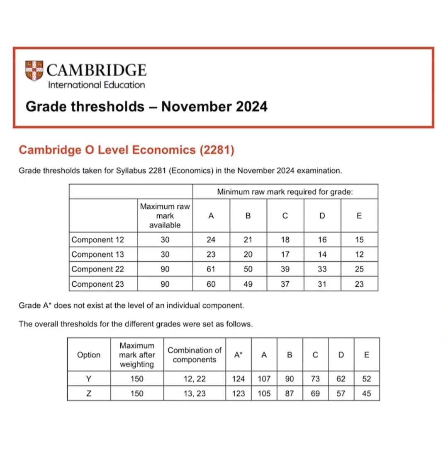For O-level economics, we have the subject code 2281 and we have two variants. Paper 1 is for MCQs and paper 2 is theory based questions. For component 1 you need to score 23 marks, and for component 2 you need to score 60 marks, and for A star you need to score 123 marks out of 150 and 105 marks to get an A.